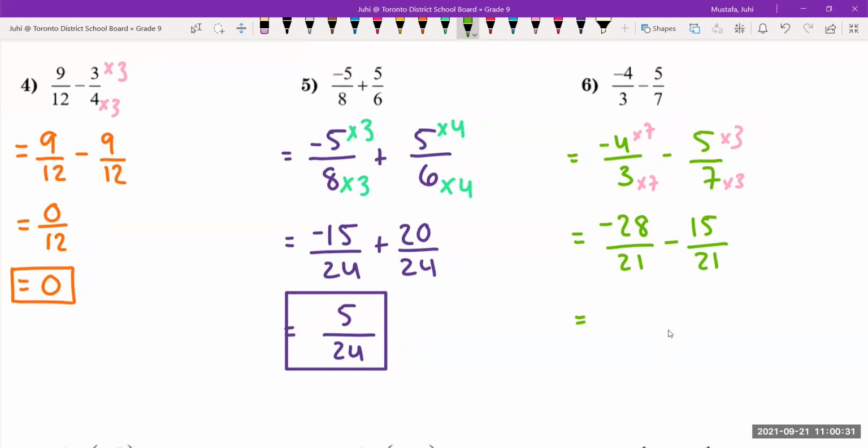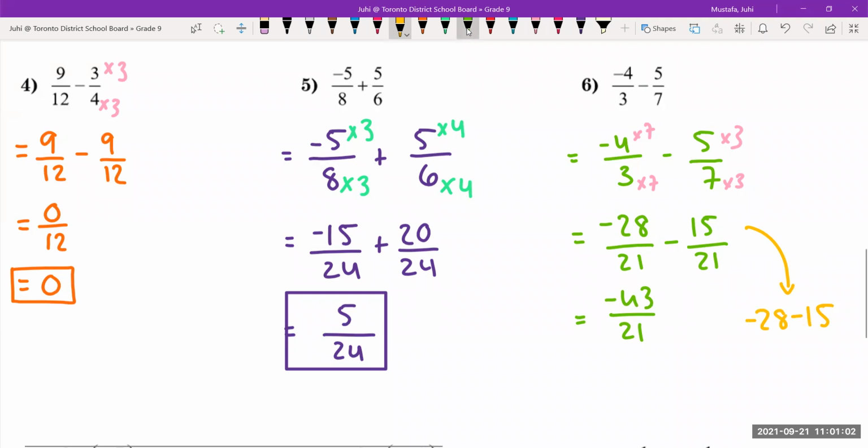Jen, what did you get for your final? So really close, but what you did is you subtracted the numbers. I want you to add the numbers and then keep the sign in front of both of them. Someone get something different? Aritra? Yes, negative 43 over 21. Again, why? Because you're thinking of this as negative 28 minus 15. Add the numbers and keep the sign.